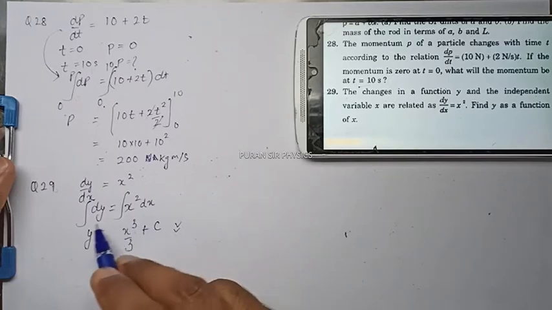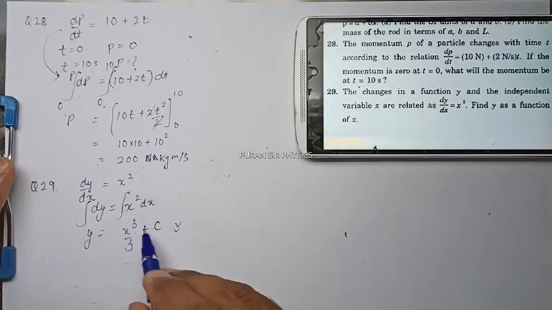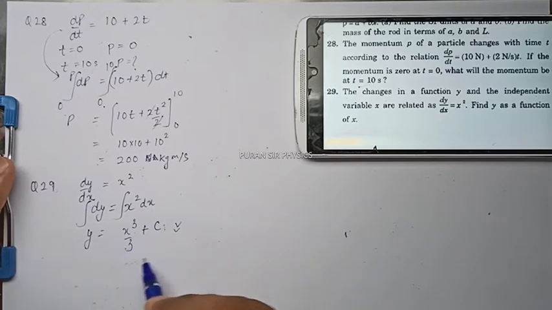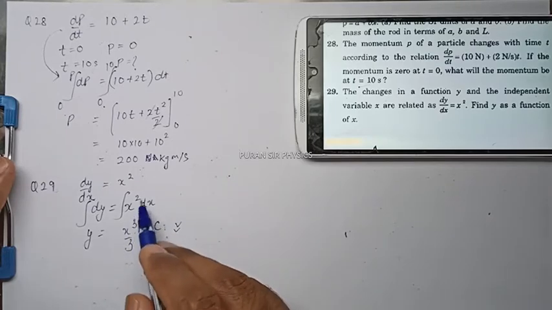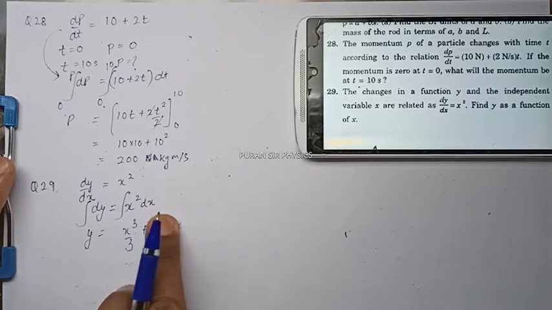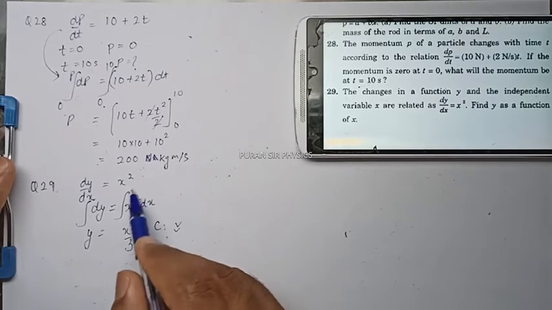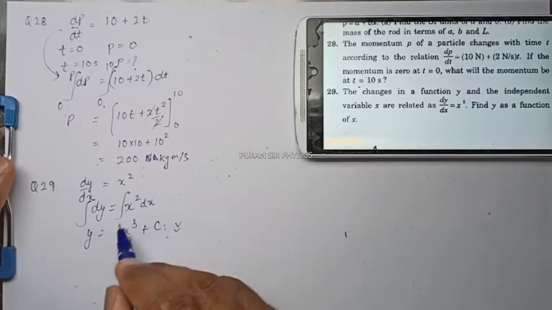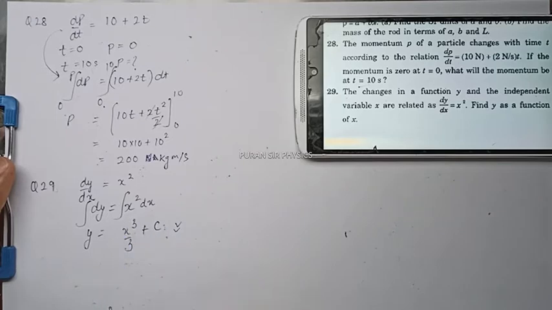So in case of indefinite integral, you have to add a constant, because if you take the derivative of this thing it has to come out to be x square. So whether c is there or not, in both cases the derivative will come out the same, so you have to take c. So we have to make a general formula. So this is your answer of question number 29.